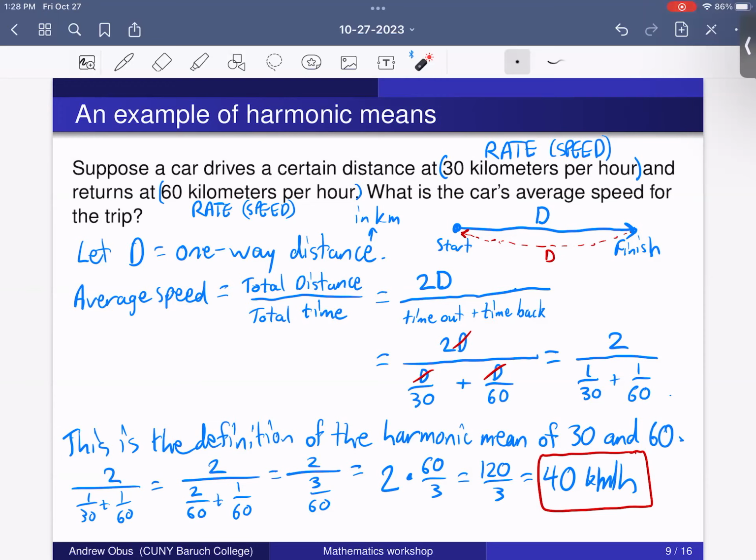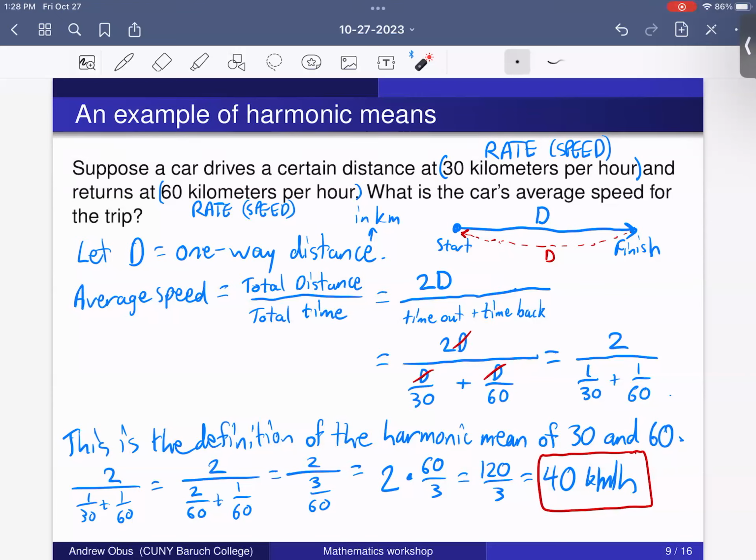The difference here is that we're doing this: imagine this distance is 60 kilometers from start to finish. Then on the way out at 30 kilometers an hour, you're spending 2 hours driving there. And on the way back, you're spending only 1 hour, right? So you're spending twice as much time driving at 30 kilometers an hour as you are driving at 60 kilometers an hour on the way back. And that's why you can't just do the average. In fact, this is a weighted average where the 30 is weighted by 2 and the 60 is weighted by 1, because you're spending 2 hours driving at 30 kilometers an hour and 1 hour driving at 60 kilometers an hour. So in the end, you don't get the straight average, you get this weighted average, or another way of thinking about it is you're getting the harmonic mean of 30 and 60 here.